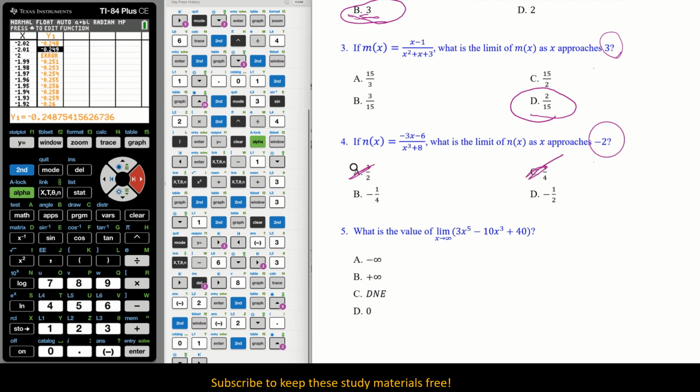A and C are out. They're positive. And above it, very close to 0.25, which is a 4. Go below my error, okay? That is also very close to negative 0.25. Therefore, I know that my limit is at -1/4. So D is out, okay?